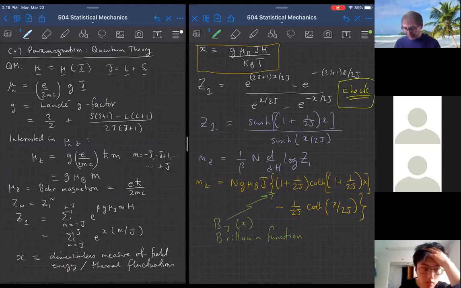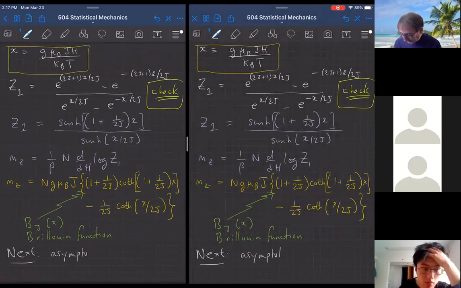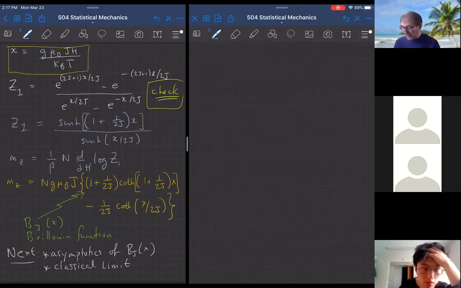Okay, so let's do that. The next thing we want to do is the asymptotics of this function. And then the other thing that we want to do is look at the classical limit. So I want to ask, if I take this quantum calculation and now take the classical limit, will I end up reproducing what we did before on the classical behavior? So let's get into that.